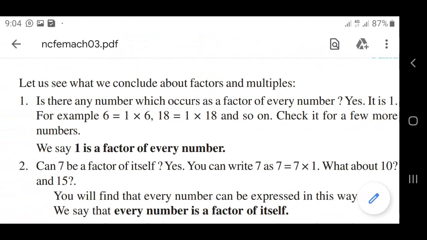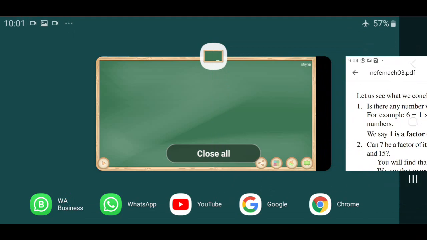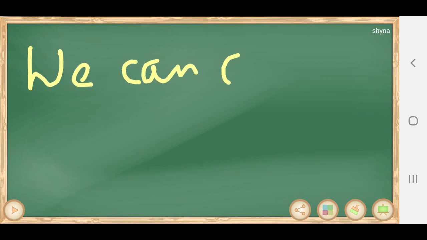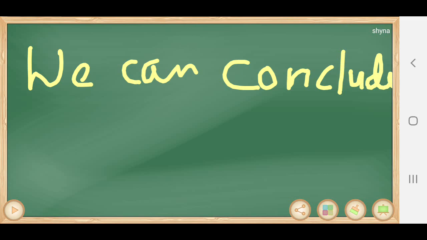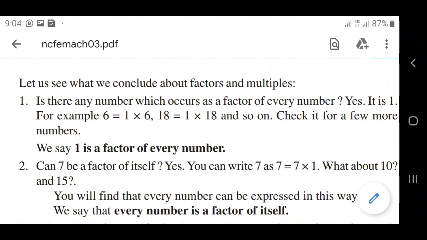Okay. Then you write, we can conclude. First point, 1 is a factor of every number.